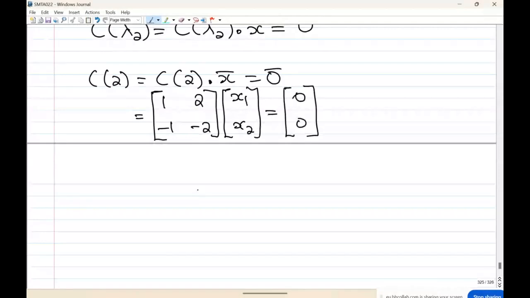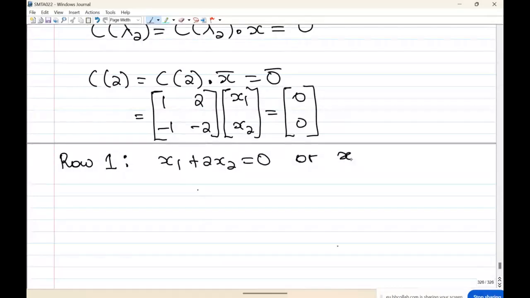Again, from this, you either use row 1 or row 2. If I use row 1, can I get a yes from you that you are going to get x1 plus 2x2 equal to 0? Or this statement, if I want, I can write it as x1 is equal to -2x2.